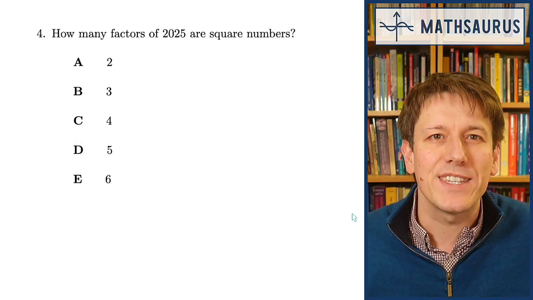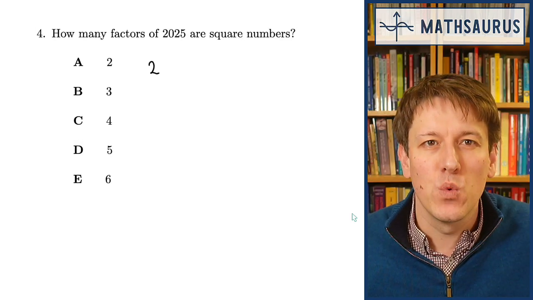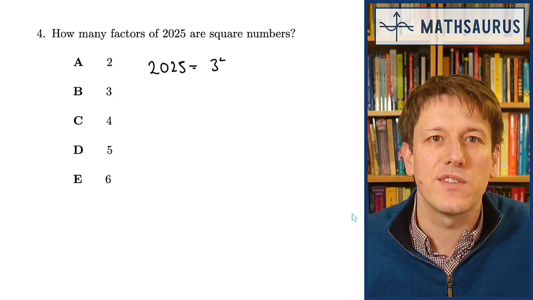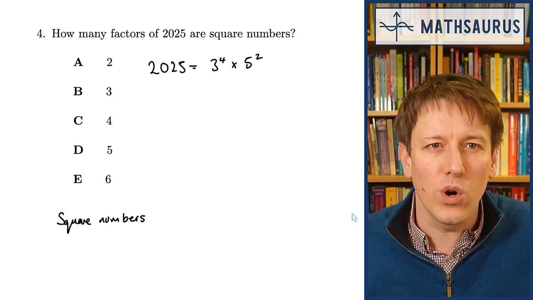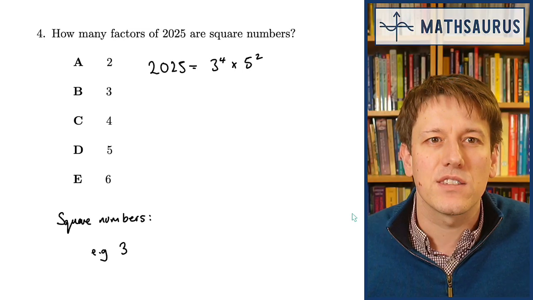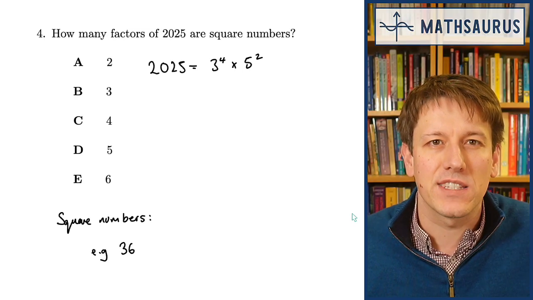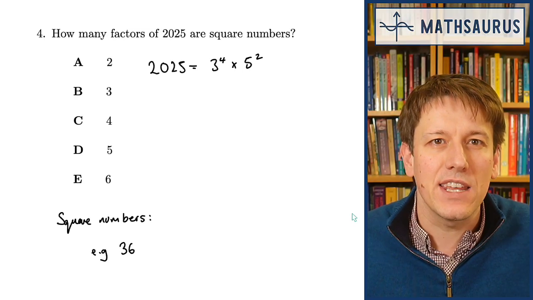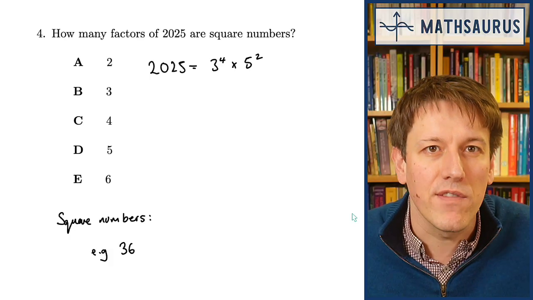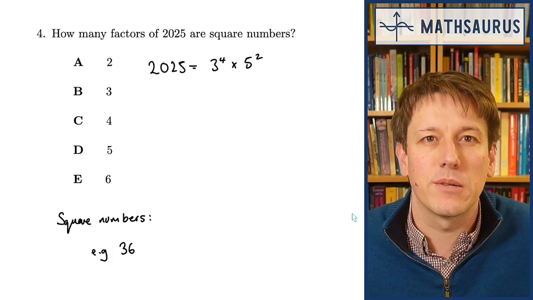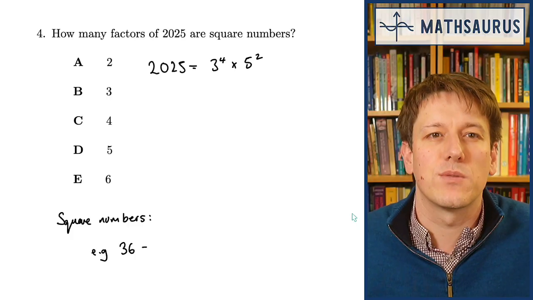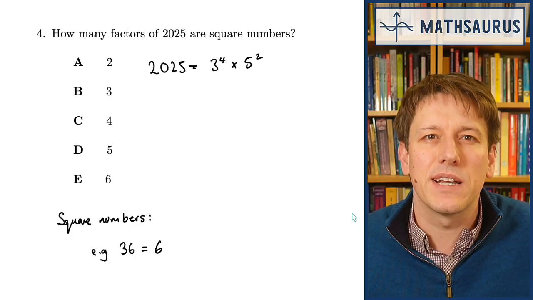How many factors of 2025 are square numbers? Well, we start with the prime factorization of 2025, that's 3 to the 4 times 5 squared, and we now just think, what do we need to get a square number as a factor, right? A factor will be any combination here of powers of 3 and 5 where the powers are less than the ones in 2025, like 3 to the 1 times 5 squared would be a factor of 2025.